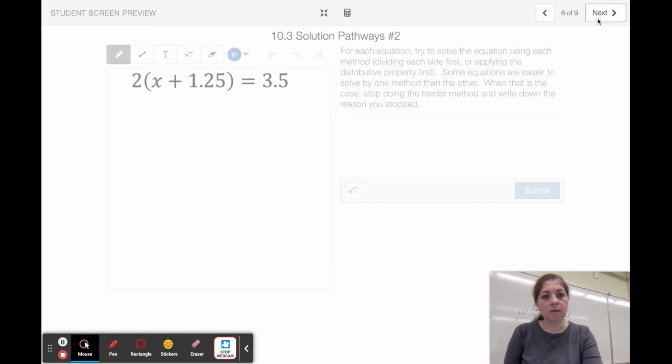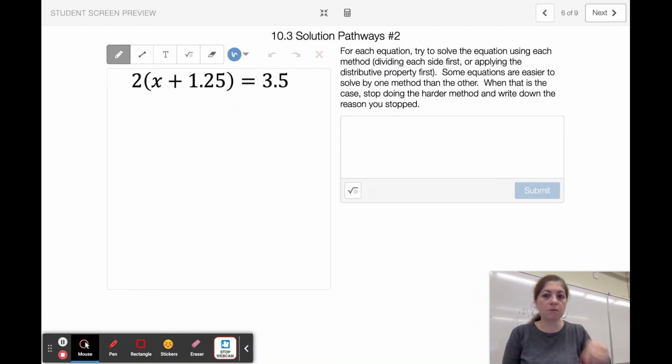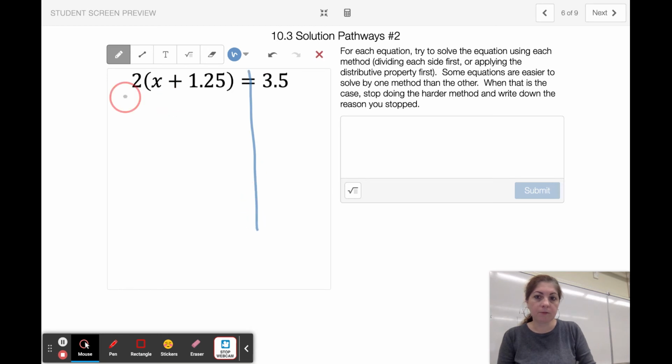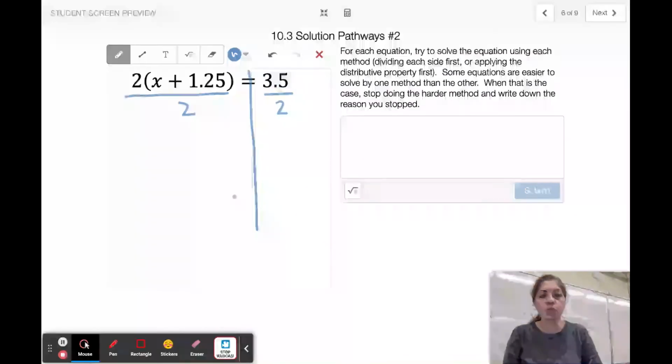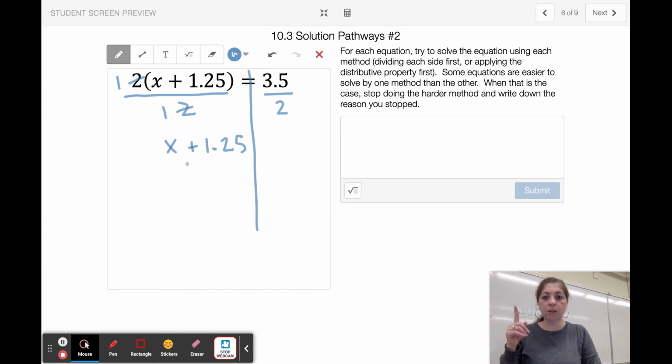Then we go to the next slide, number 6. So this one, we can also solve with the same strategy. We can divide both sides by 2. As you can see, the strategy that uses dividing first is probably a little bit easier because the numbers get smaller. So we have x plus 1.25 because 2 divided by 2 is going to be 1. So now you have only one quantity of x plus 1.25 equals, I'm going to divide this, I'm going to get 1.75.